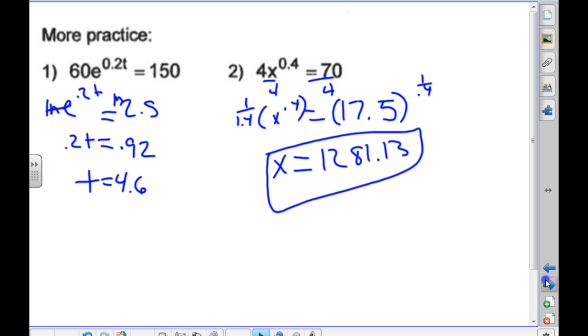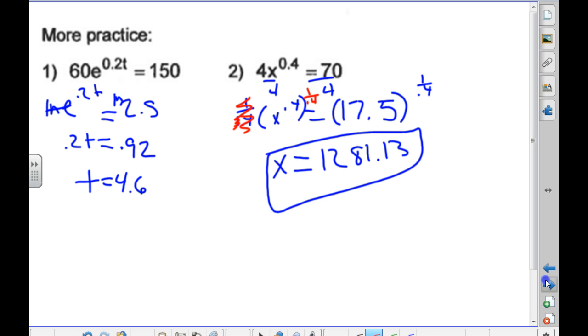Okay. Work is a little confusing right here, but divided both sides by 4, got 17.5, and then to get rid of the 0.4 power, did a reciprocal, 1 over 0.4, on both sides. And I understood what you meant, that this was a reciprocal, but there shouldn't be a 1 there either, it's just 1 over 0.4. You're fine. Okay, I'm just going to write it like that.